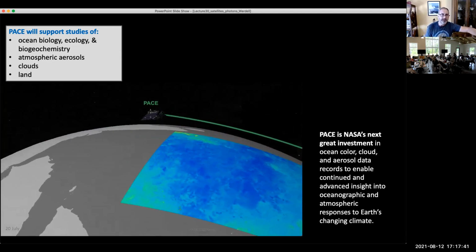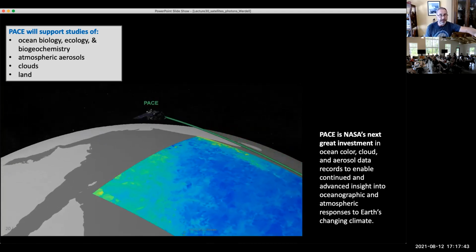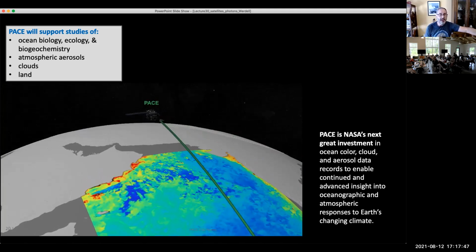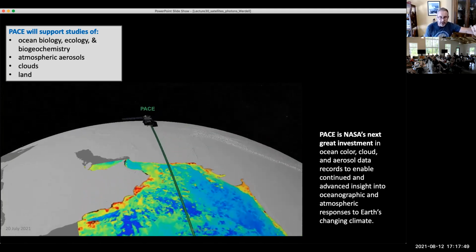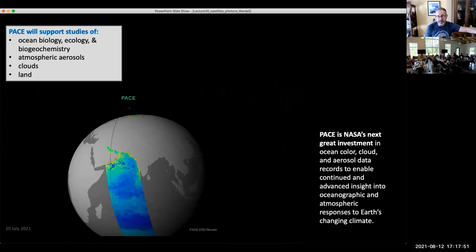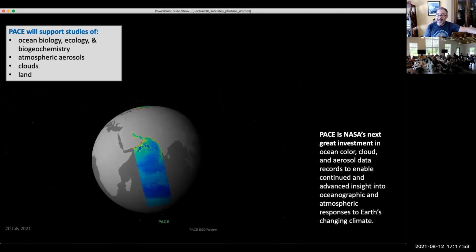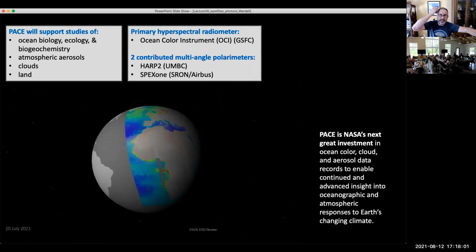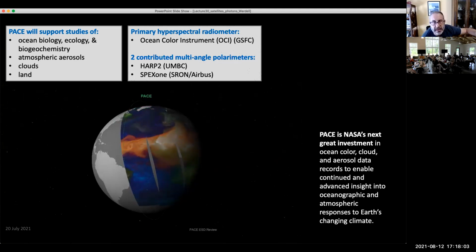But it's for ocean biology and biogeochemistry. It's to do atmospheric aerosols. It's designed to study clouds. And even though it is a coarse footprint, it will be used to study land as well. That's actually a lot to ask of one mission. It has 3 instruments. Its primary one is the ocean color instrument, which is like the super cleverest name of all, even though it does cloud and aerosol science too.